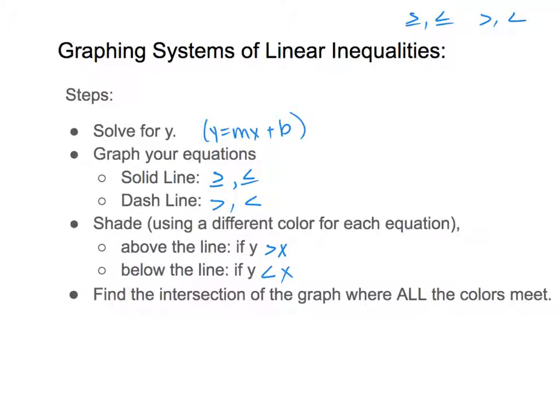And so here's the thing. I'm going to give you at least two equations that you have to graph and shade. When you do that, you're going to find the intersection of where all the colors meet up. So let's see how that plays out using examples from the packet. Let's take a look at packet 3, page 7. So turn to page 7 of your packet.